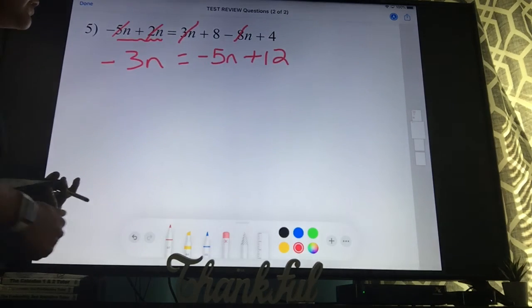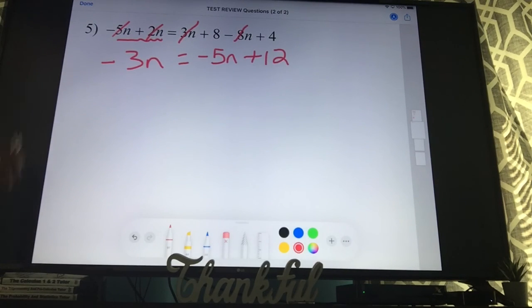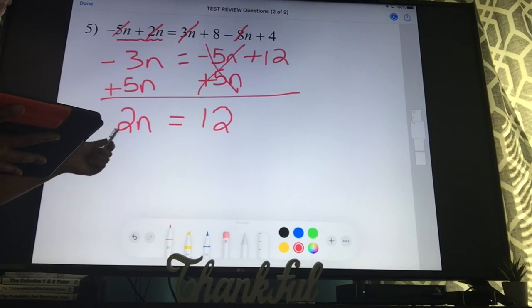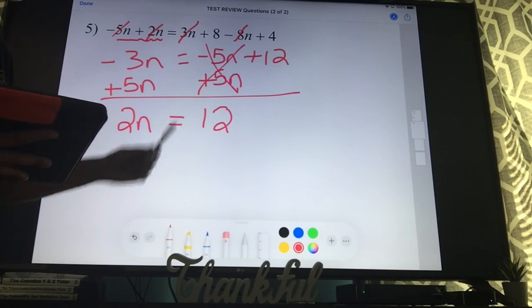So right now it's a minus 5, so we need to do the opposite, which is going to be a plus 5. And if I do it to one side, I have to do it to the other side. So plus 5n. Those ones are going to cancel. So negative 3 plus 5 is going to be positive 2n equals 12, because 12 is the only thing. And now it looks like what it should. We have letters on the left and numbers on the right.